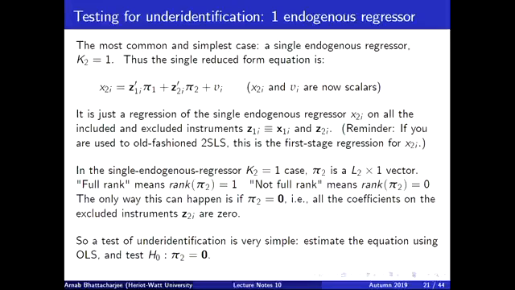So not full rank means the rank of pi2 is 0. The only way this can happen is if pi2 is equal to 0. So, what is the test of under-identification? Estimate the equation using OLS and test whether this is equal to 0. How do we do that? This is very simple to do. This is just OLS. Okay. What test do you use?